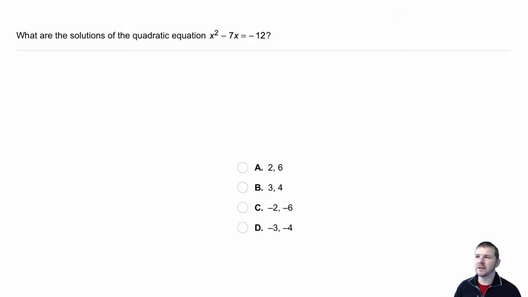Your turn. What are the solutions of the quadratic equation x squared minus 7x equals negative 12?